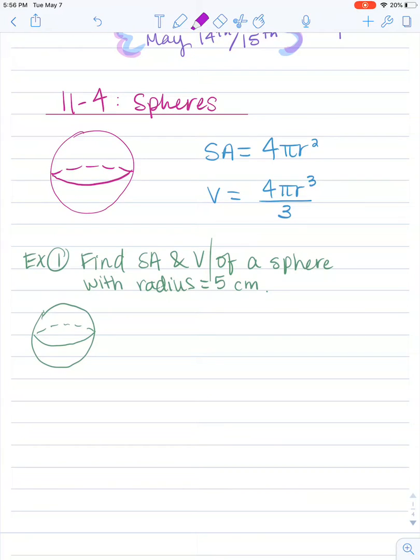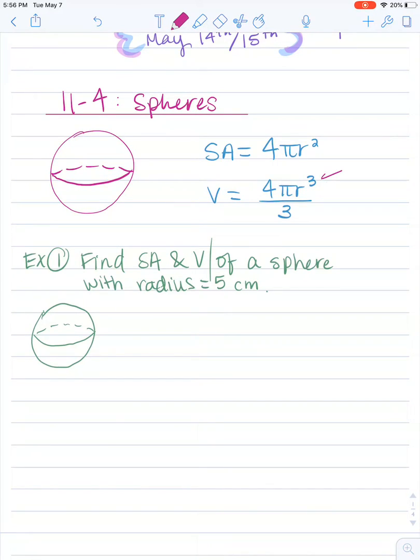Surface area, there's only one surface, right? So there's actually no lateral area formula for spheres. It's just all one total surface. So it's 4 pi r squared. 4 pi r squared. Got that? Okay. And then volume, how much space does the sphere take up? Very similar, but it is 4 pi r cubed.